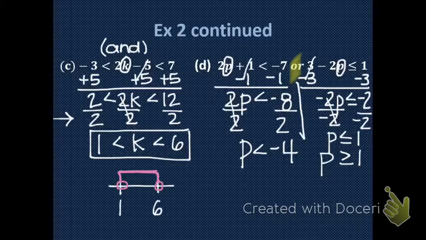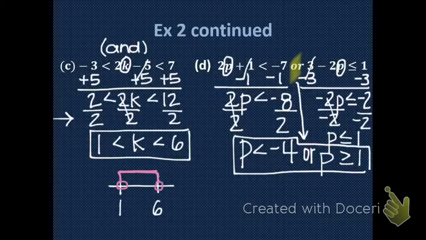And again, draw that arrow down and bring down the word or. Because if you don't bring down the word or, you will not get full credit. But this is your final answer. P is less than -4, or P is greater than or equal to 1.